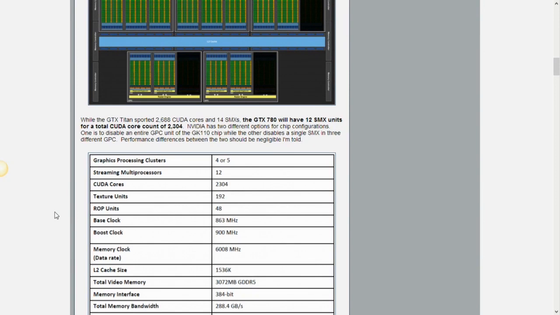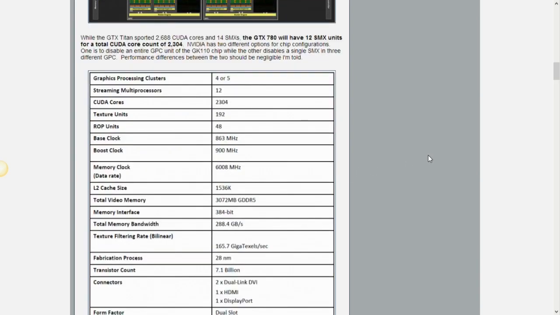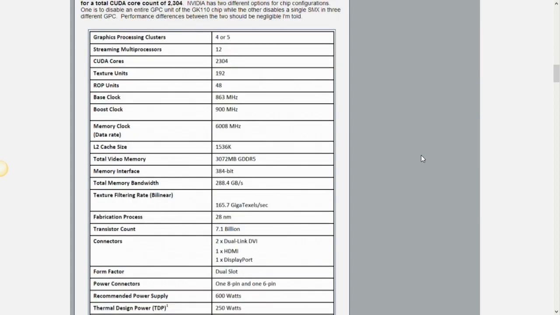You drop a little bit on the texture units and on the ROPs. The base clock is actually a little bit higher. I think on the Titan it was 836, and now it's 863. Boost clock is up to 900 megahertz. Still 6 gigabits per second on the GDDR5 memory, but instead of 6 gigs of memory, now you have 3 gigs of frame buffer on that 384-bit memory bus. So the specifications are very much a derivative of GK110 and of the GTX Titan, right? You take off a couple more SMX units, cut the memory from 6 gigs to 3 gigs, and then you sell it for $650 is the correct answer.